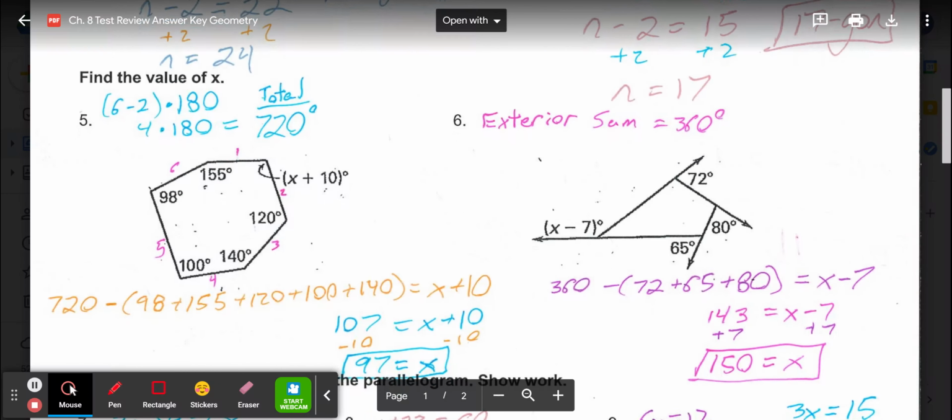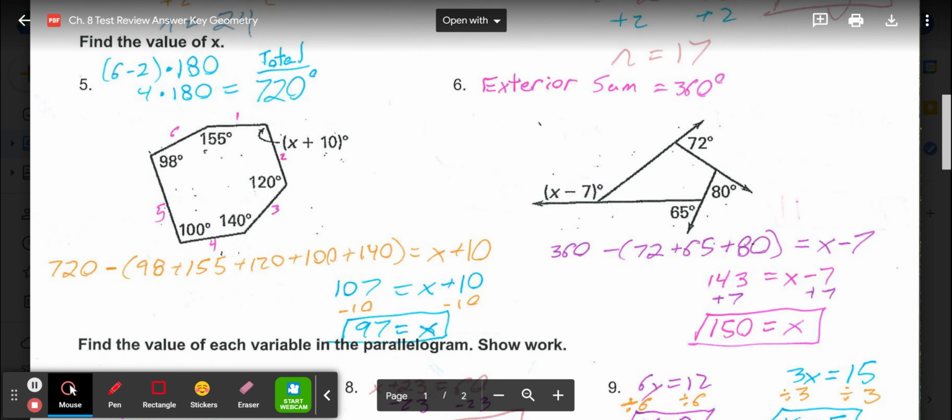Now, going down to 5 and 6, they want us to find the value of x based on the measurements already given. So looking at the first figure here, I know it's a hexagon. It has 6 sides. So I want to figure out the total interior angle measure for a hexagon. So 6 minus 2 is 4. 4 times 180 tells me my total should be 720 degrees.